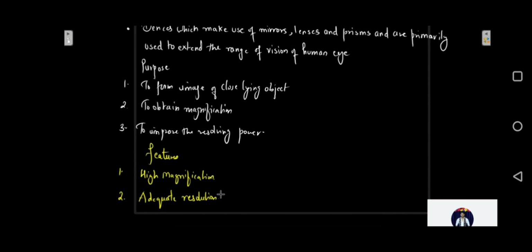So what is a resolution? Resolution is basically the ability to resolve the image of two closely spaced objects so that they can be seen separately. So if you have very tiny objects which are placed very close to each other, okay, optical instruments should make them viewed distinctly and properly, okay, they should be seen very clearly as if they are very much separate from each other, okay.